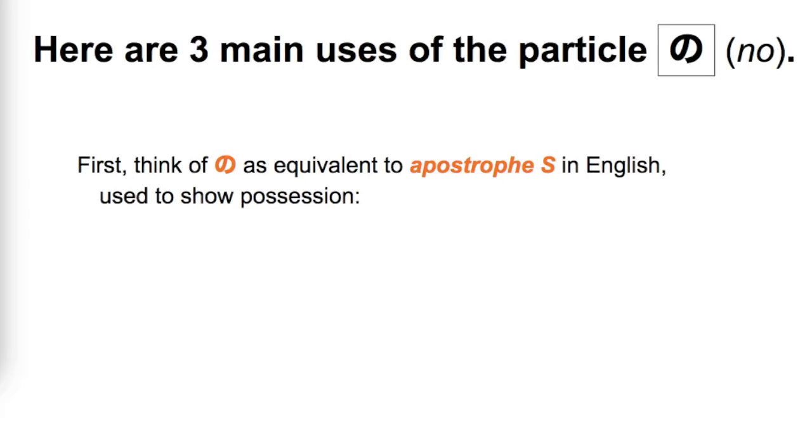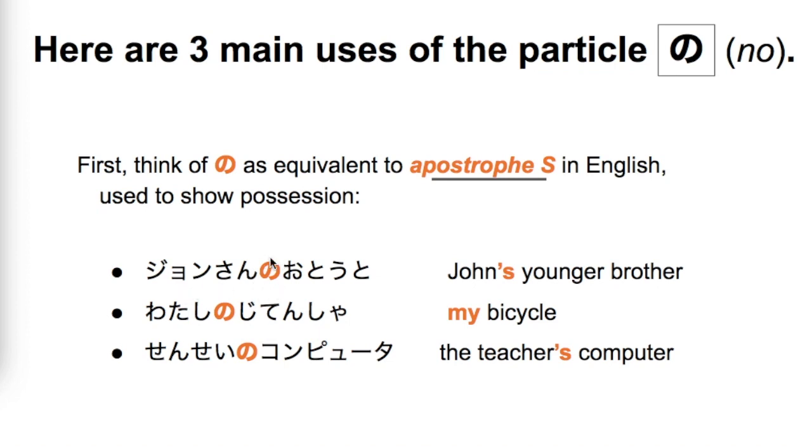In the first usage, think of no as equivalent to the apostrophe s in English, used to show possession. John-san no ototo, John's younger brother. Watashi no jitensha, my bicycle. Sensei no computer, sensei's computer.